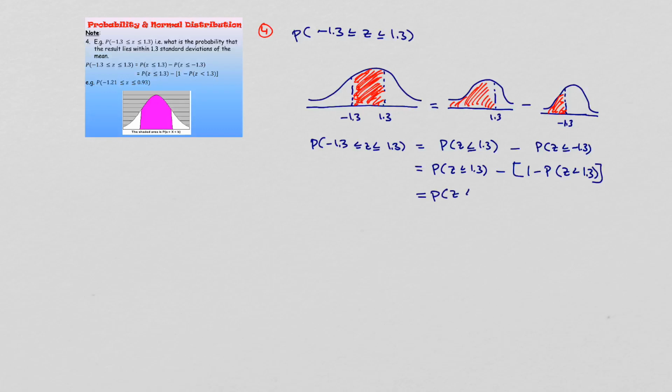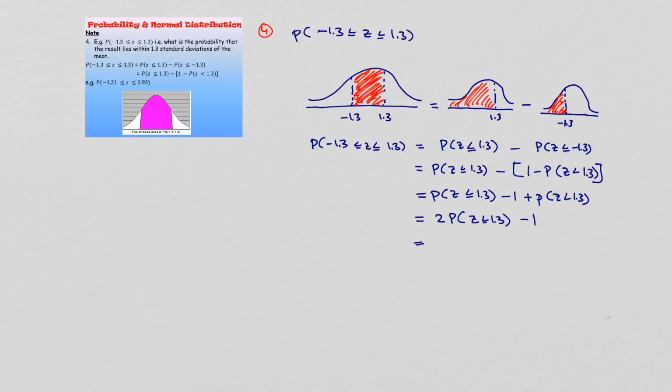Okay, and then if I get rid of the brackets, what does that leave me with? It leaves me with the probability that Z is less than or equal to 1.3 minus 1 plus the probability that Z is less than 1.3. They're the same, so essentially it's 2 times the probability that Z is less than or equal to 1.3 minus 1. Okay, so you're just breaking it down into 2 separate parts.